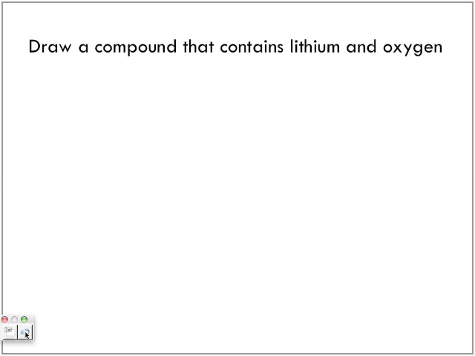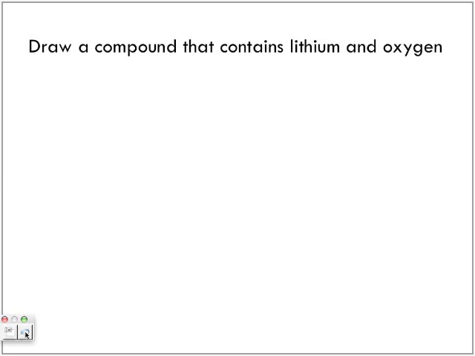Next example. Now, I'm not giving you the formula. I'm actually giving it to you in terms of names. So we're going to draw a compound that contains lithium and oxygen. Now, nowhere in the formula does it tell us how many of each one we've got. But we always start off with one of each one of these atoms, and we work that way.